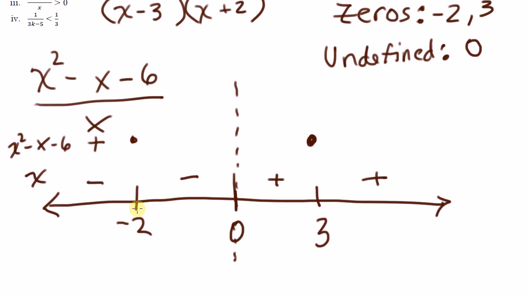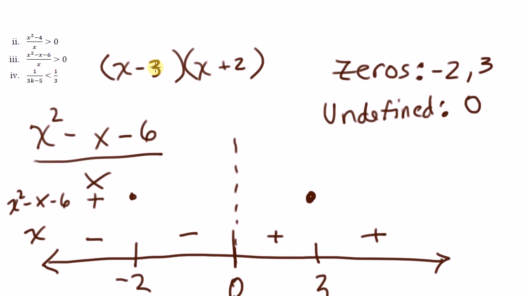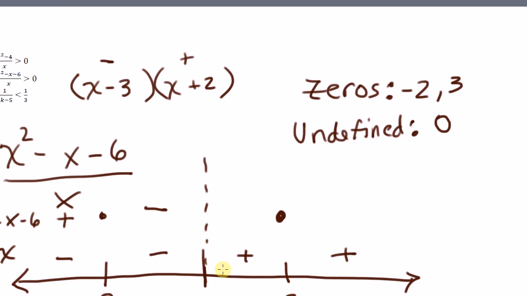In between these two values, we have -1. So if I took -1 and squared it, or you can look at it up here, -1 minus 3 is going to give me a negative number, and -1 plus 2 is going to give me a positive number, so these values are negative. And then from 0 to 3, let's choose 1. If I plug 1 in here, I get 1 minus 3, that's going to be negative, and 1 plus 2, that's positive.